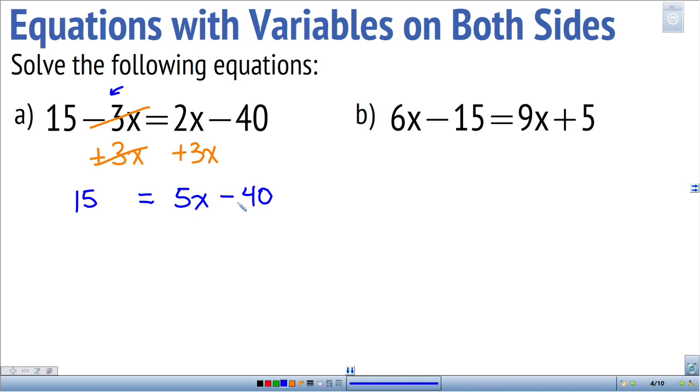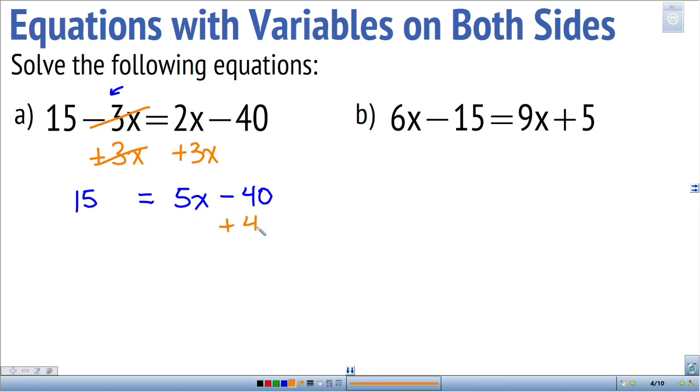So the variable is on the right-hand side of the equation. That's okay, no big deal. I do notice that it's being subtracted by 40 and then multiplied by 5. So those are the two things that I need to remove from the right-hand side here. So I see this minus 40.